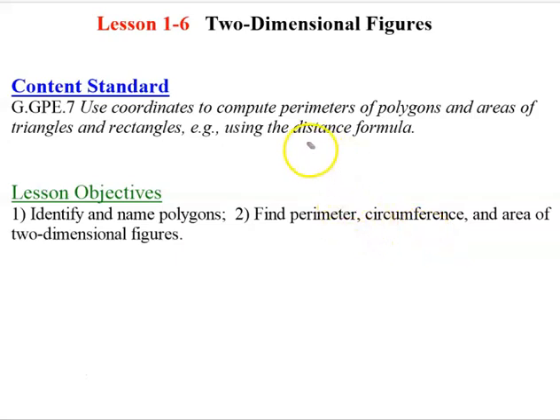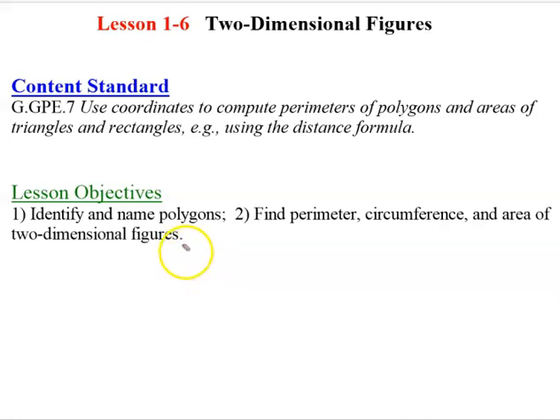All right, we are now ready for lesson 1-6, and you can see the title there, Two-Dimensional Figures. Our takeaway from today's lesson, there's two main takeaways. These are called objectives. We want you to be able to identify and name polygons, so we will cover that in this lesson. And then the second half of our lesson is using formulas to find perimeter, circumference, which of course is dealing with circles, and the area of two-dimensional figures.